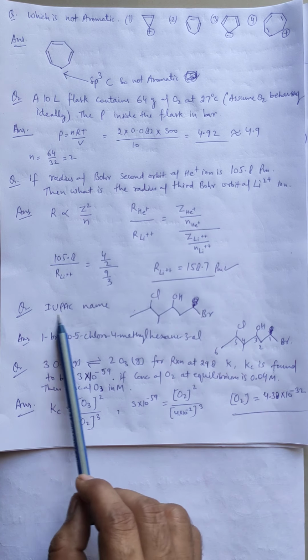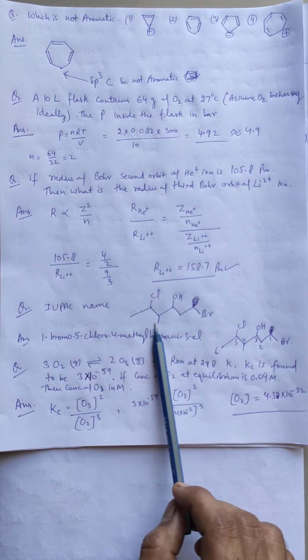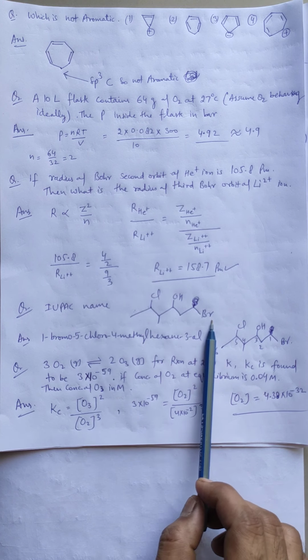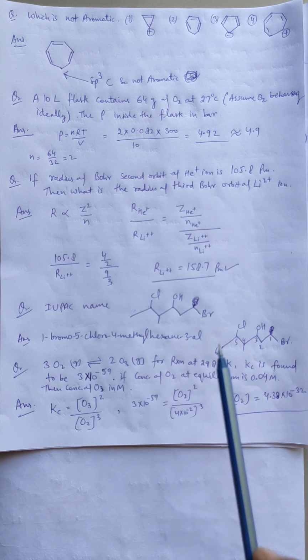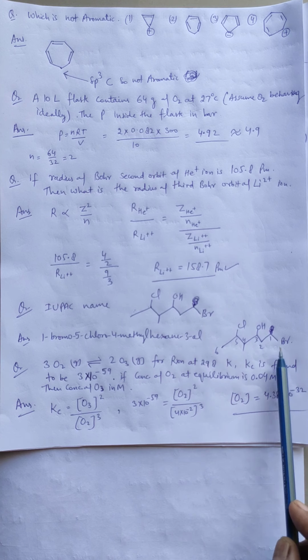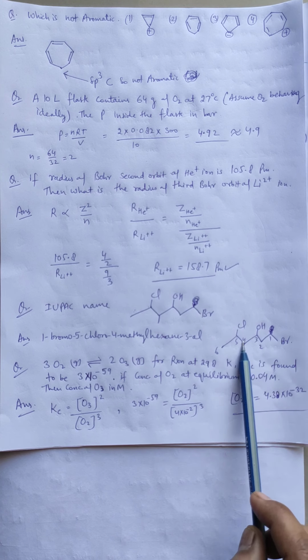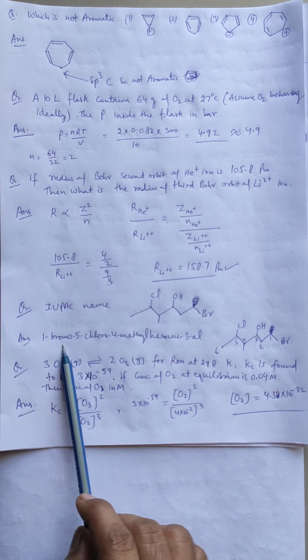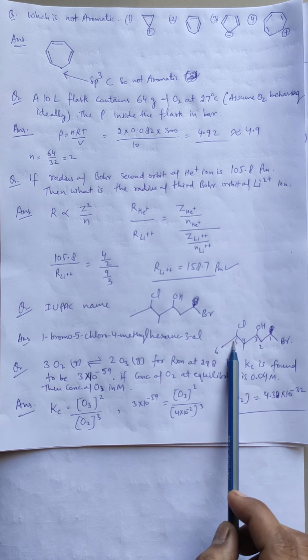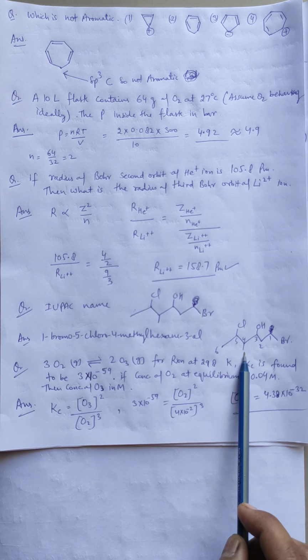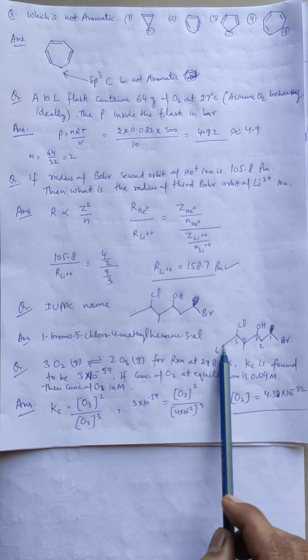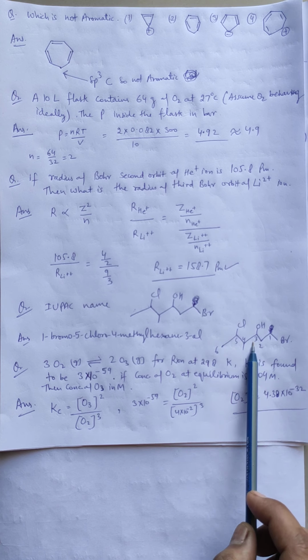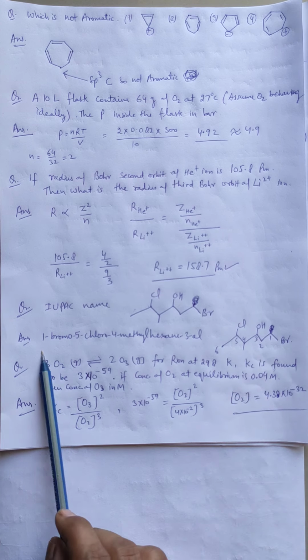Now the next is the IUPAC name of the given compound. If you look, bromine is at the first carbon, so the numbering will be from this carbon: 1 2 3 4 5 6. So it is 1-bromo, 5-chloro, 4-methyl, hexan-3-ol. So it is the correct answer.